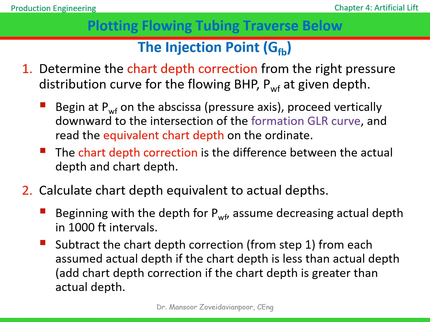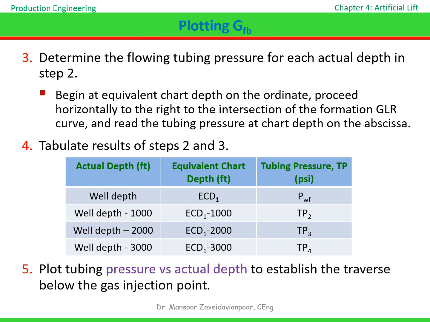For GFB, we start from the known PWF and locate it on the appropriate formation GLR curve. This gives us the chart depth correction. We then calculate equivalent chart depths at shallower intervals and read the corresponding tubing pressures from the chart. These values will later be used to construct the flowing pressure traverse below the injection point. After obtaining the equivalent chart depths, we read the corresponding tubing pressures from the pressure distribution chart. We then tabulate the pressure depth data and plot pressure versus actual depth.